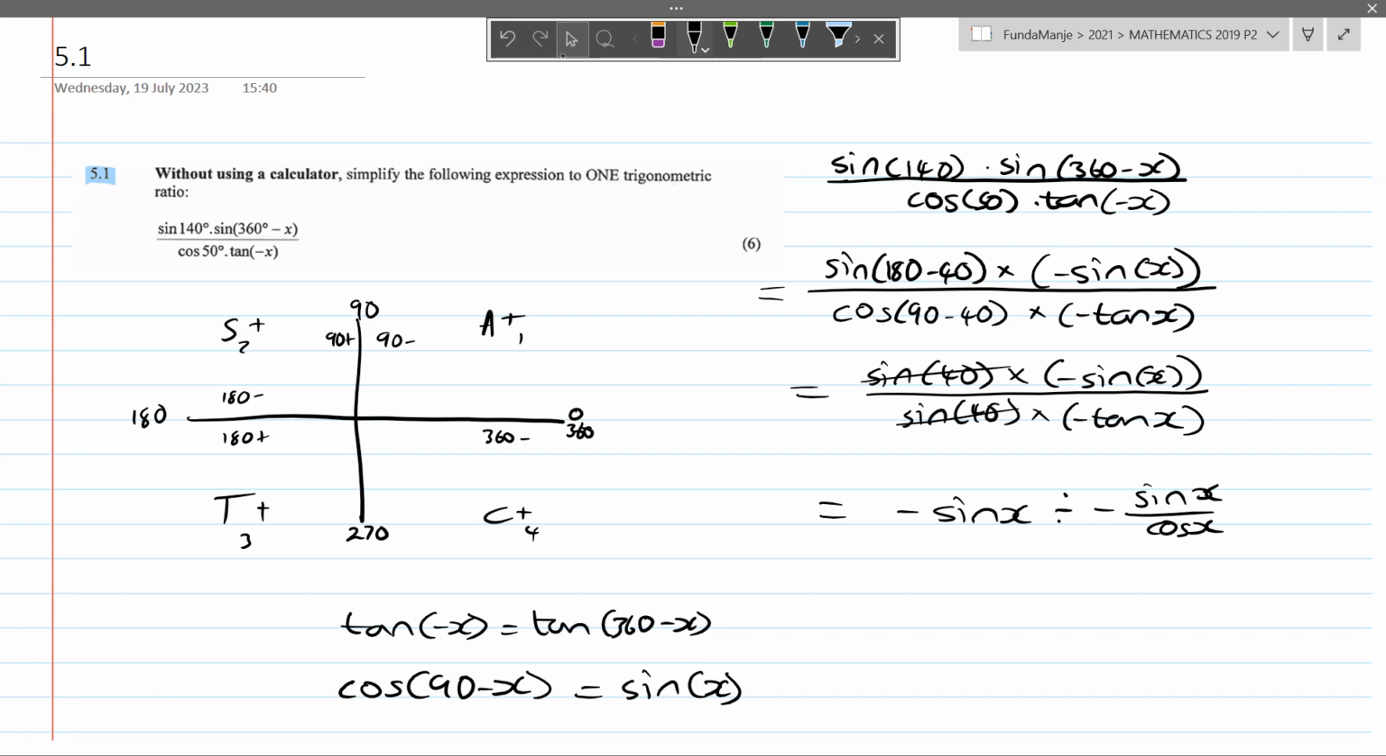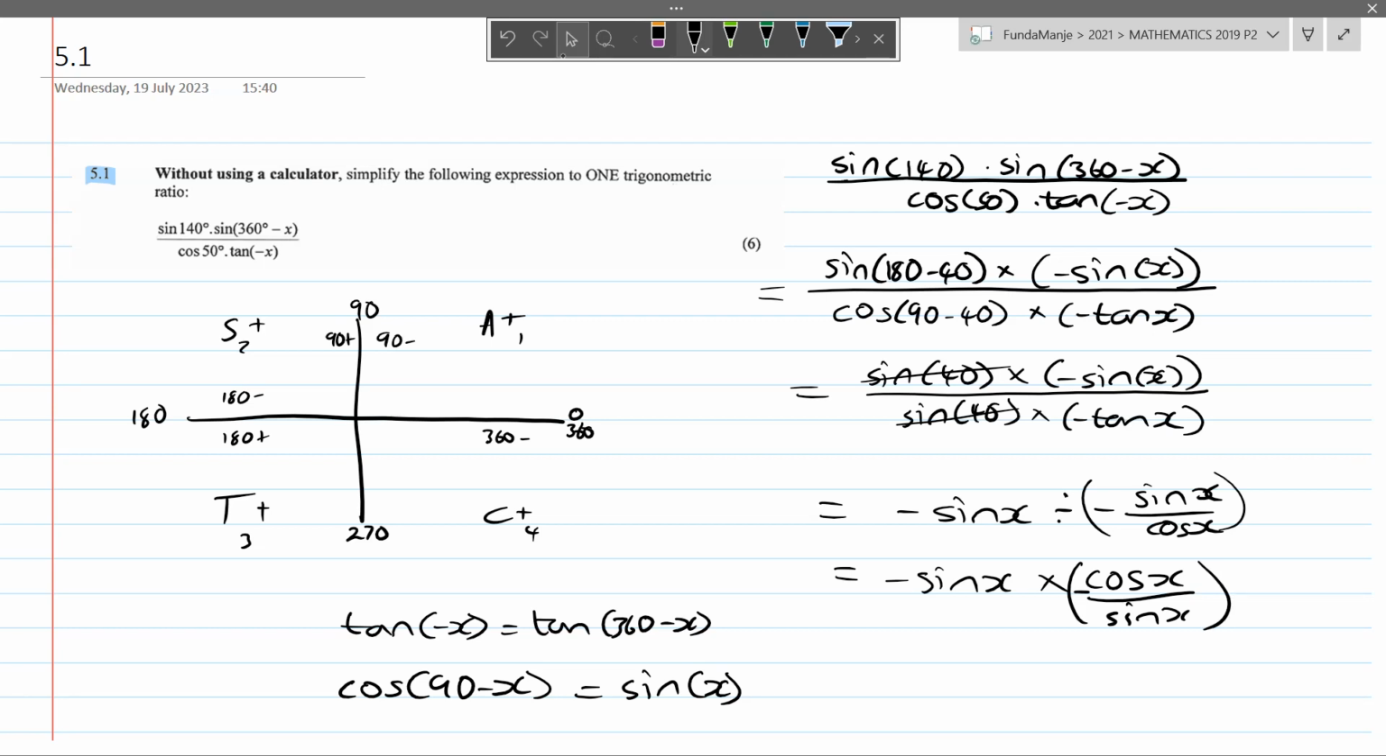Once that is done, I can work this out, put that in brackets, minus sine x. We know when we divide by a fraction, it's the same as multiplying by the inverse. So the inverse would be cos x over sine x. And don't forget your minus.